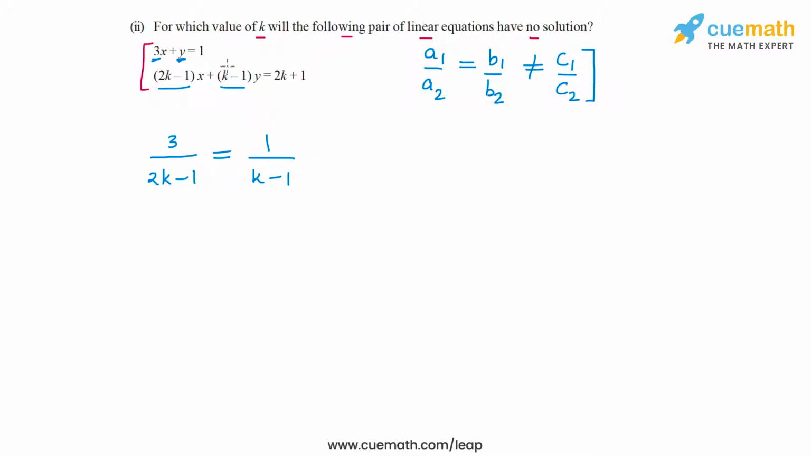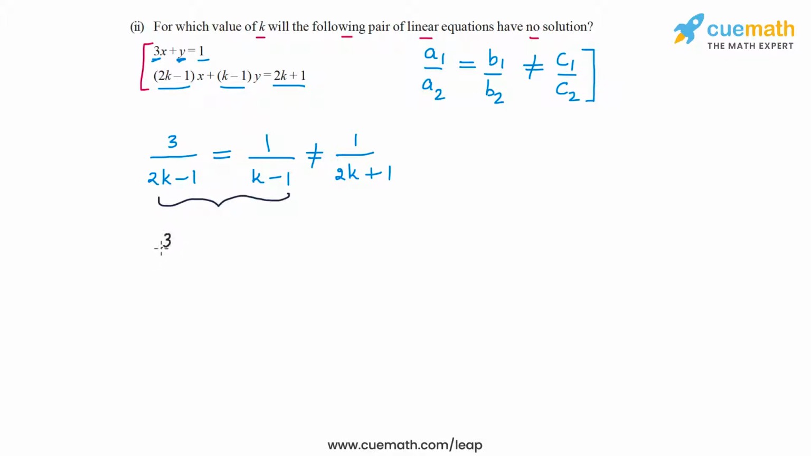And now the constant term ratio, we can take it directly from these terms on the RHS, because both of the constant terms are on the RHS. So we can take the ratios directly. And c1 by c2 then becomes 1 by 2k plus 1. So what we need is this last ratio should not be equal to the first two ratios. Now let's first use this pair of equalities and see what value of k we get.